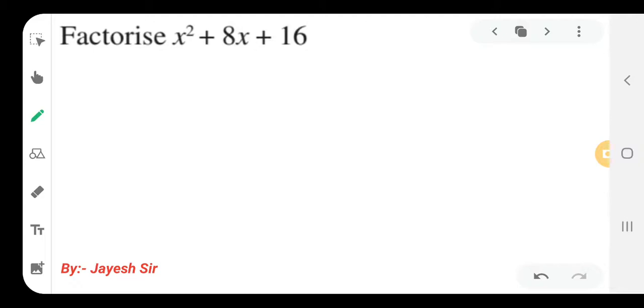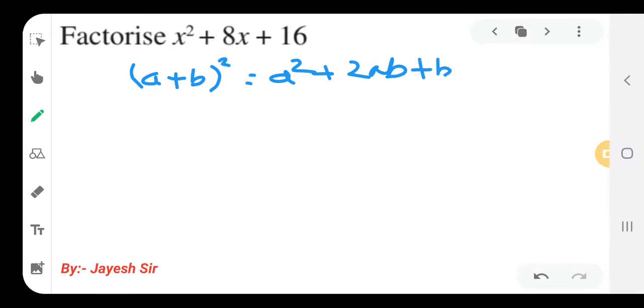Factorize x square plus 8x plus 16. This sum I will explain you with two methods, because the second method is used a lot. First we will understand which formula is there. A plus b the whole square, a similar formula we are getting: a square plus 2ab plus b square.